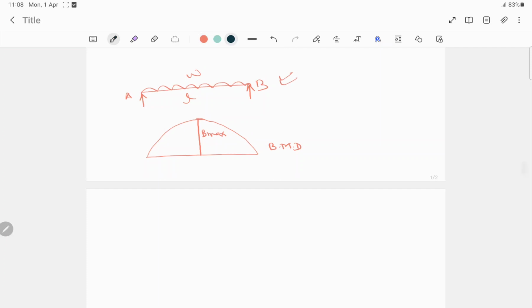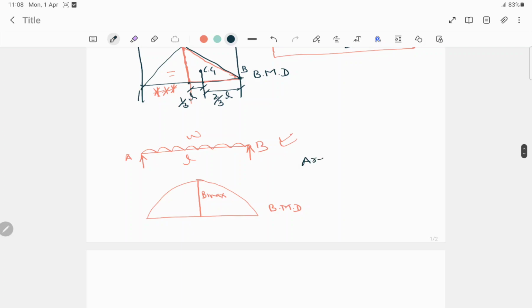Now how do we find the area for this type of beam? Here also we separate this part, and this part is equal to this part, right? So if we find one, we can easily get the value for both. This is not a triangle, it's a parabola. For this type of shape, how do we find the area? It is 2/3 of h into L, where h is this height and L is the length.